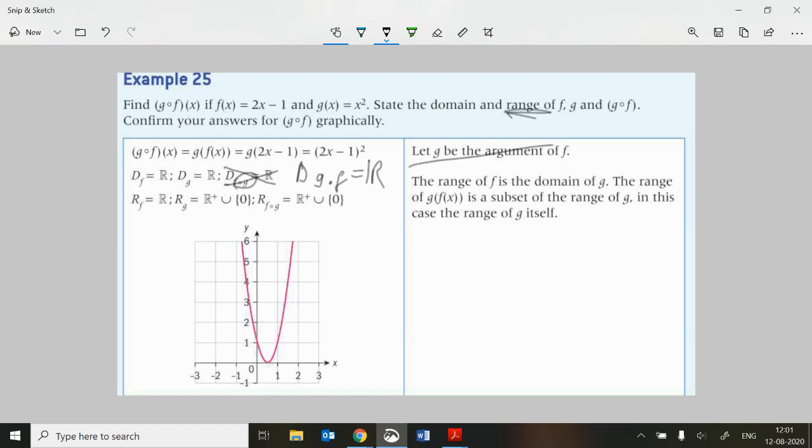And then we're talking about the range of f and g of f. Okay, so the range of f we've already talked about. We can get out any number we want.